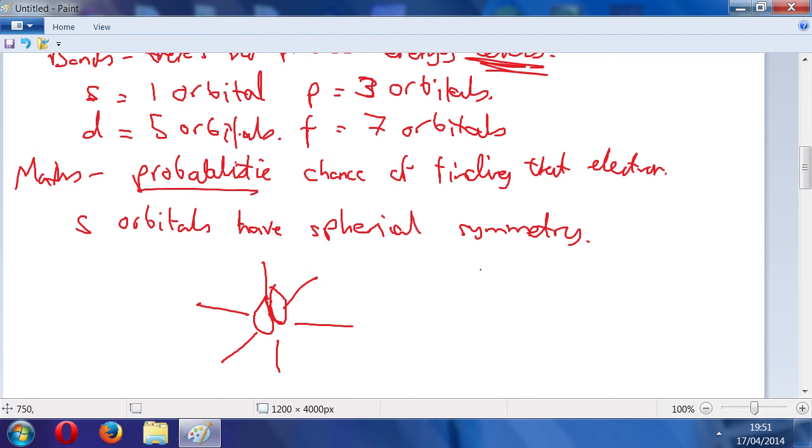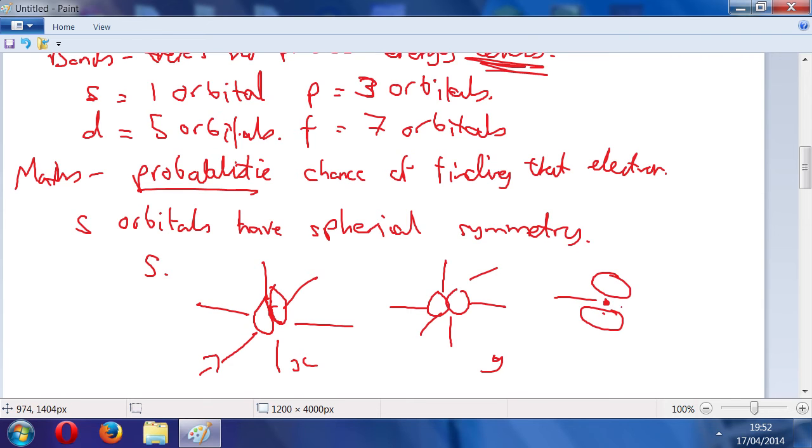And let's try the p orbitals. So there's only one. But I guess this could be like this one here. And then if we do it like this, I guess this must be the X one, this must be the Y one, and then we've got the Z one here. Donut thing there. I'll put it in anyway.